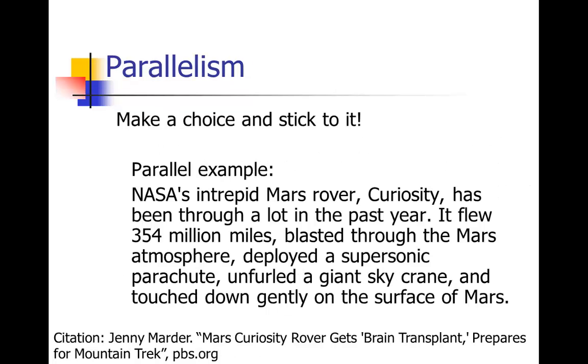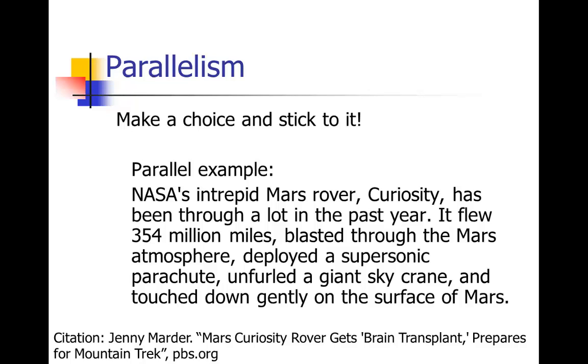When you want to write in parallel form, you have to make a choice of what the structure of those items in the list is going to be, and stick to it. So here's an example of a sentence that's nicely in parallel structure. I pulled this from a recent article I was reading on the Mars rover Curiosity. So it says, NASA's intrepid Mars rover Curiosity has been through a lot in the past year. It flew 354 million miles, blasted through the Mars atmosphere, deployed a supersonic parachute, unfurled a giant sky crane, and touched down gently on the surface of Mars.